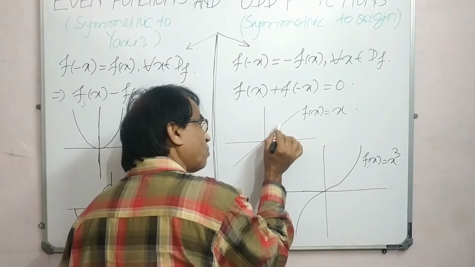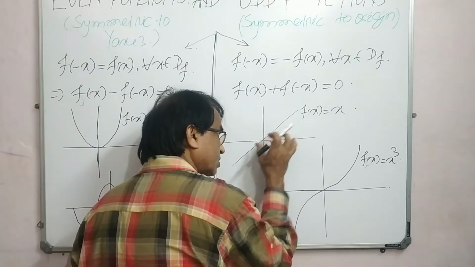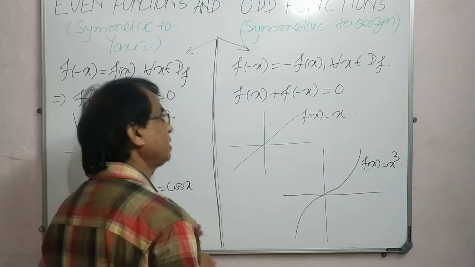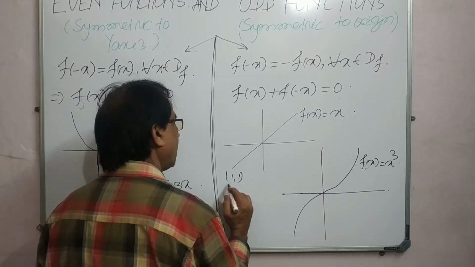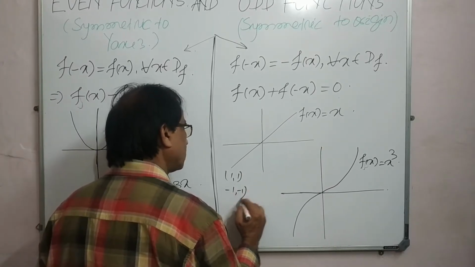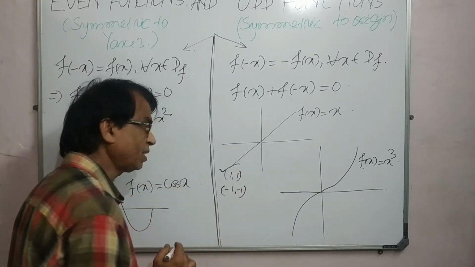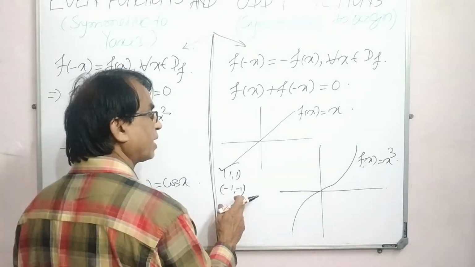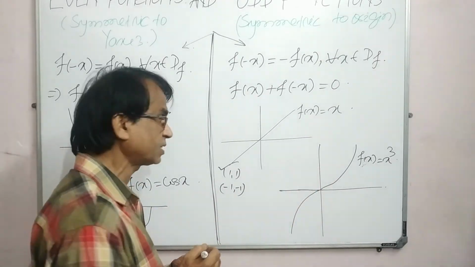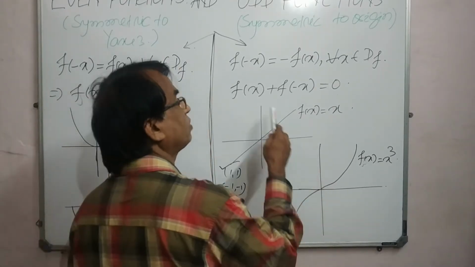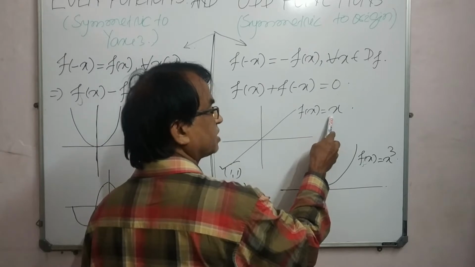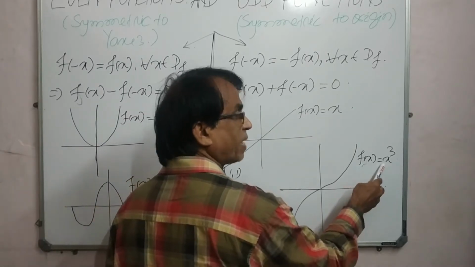But in the case of an odd function, it is symmetric with respect to the origin. If you choose any point, the same distance is found on the other side of the origin. I mean, if you take 1, you get the point (1, 1), and you also get (minus 1, minus 1). If you take f of x is equal to x cube, it is symmetric with respect to the origin and it is an odd function. f of minus x is minus x cube.